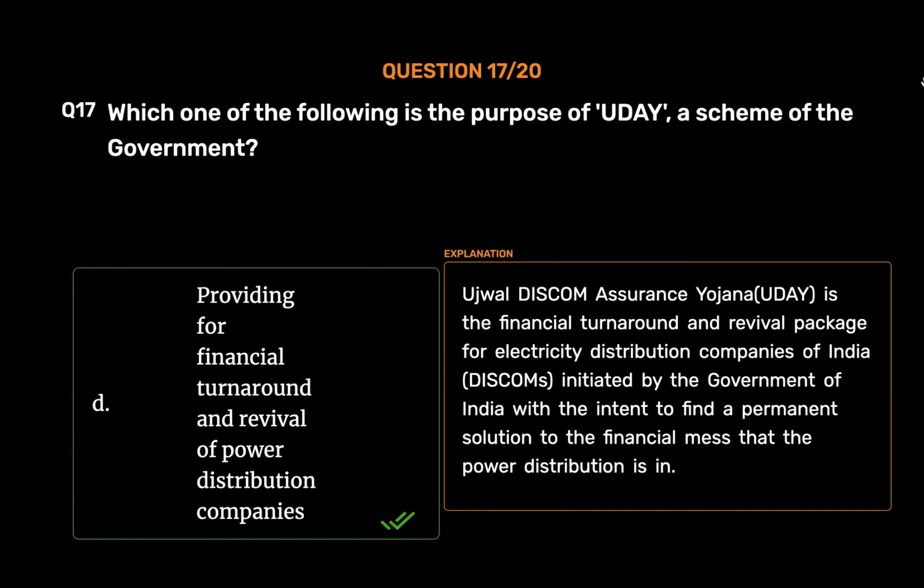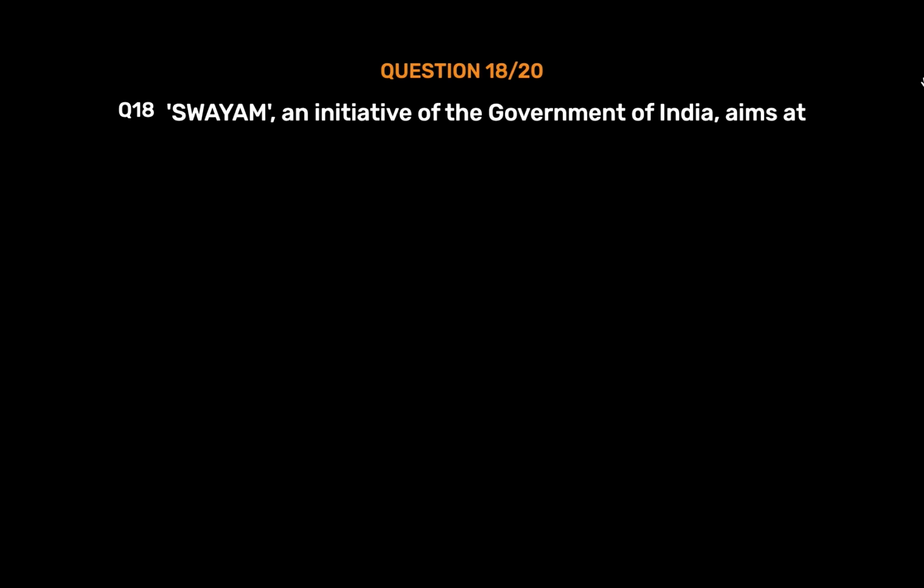Ujjwal Discom Assurance Yojana, UDAY, is the financial turnaround and revival package for electricity distribution companies of India, Discoms, initiated by the Government of India with the intent to find a permanent solution to the financial mess that the power distribution is in.